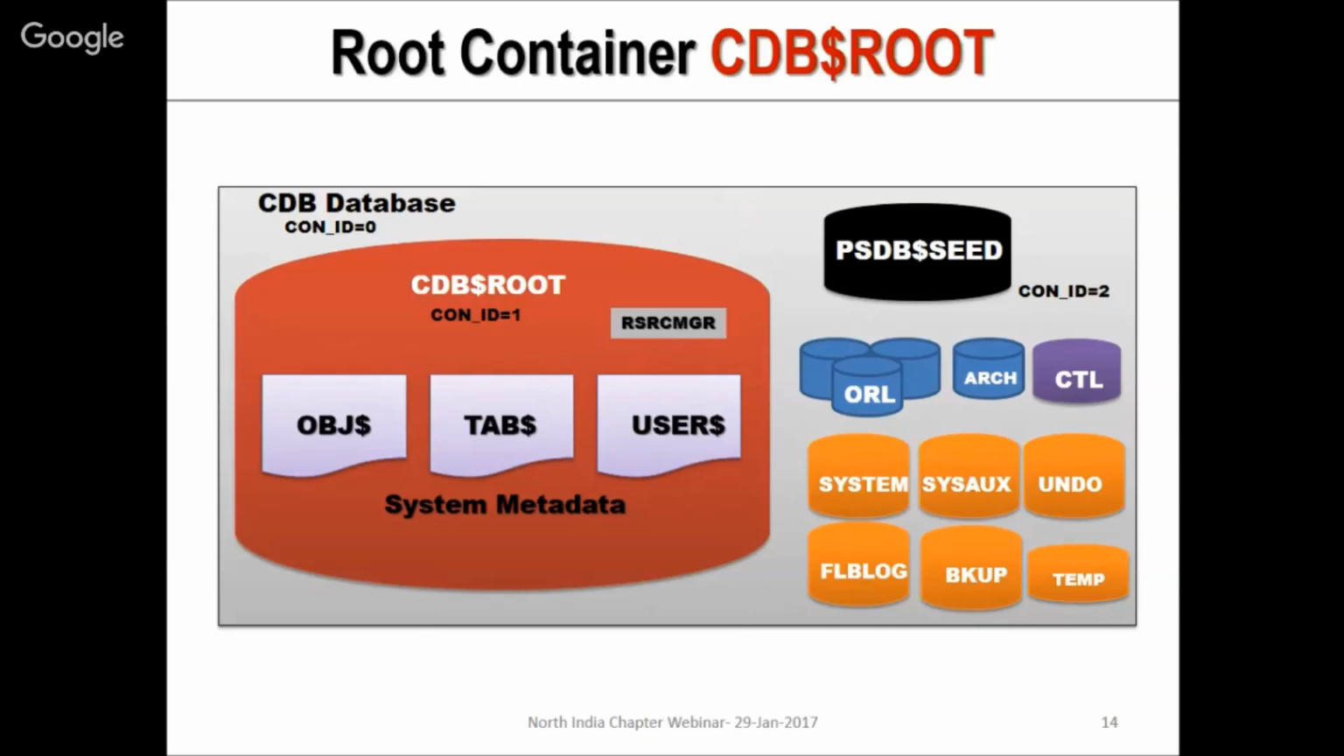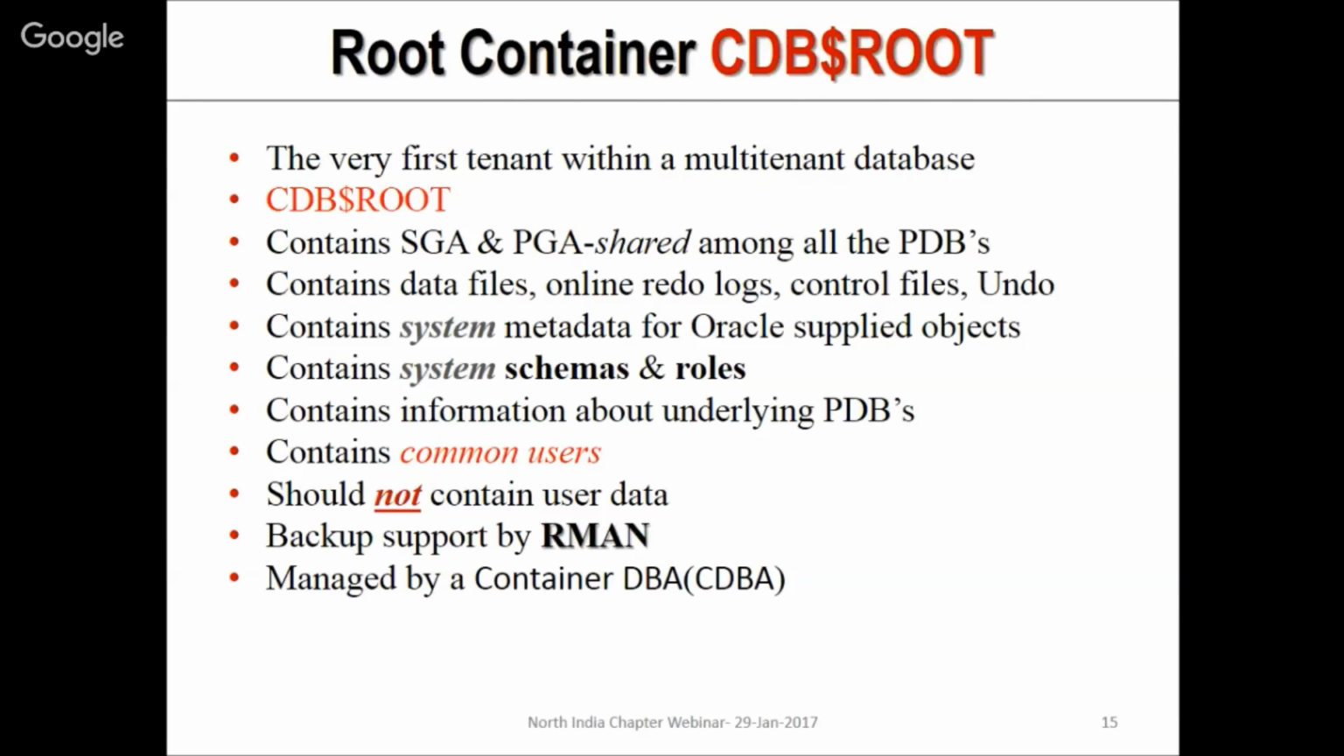Now, this is the illustration of the CDB$ROOT. So it's the first tenant that you're going to have. Of course, it is going to contain the system level information, and it is going to host something called the common users. Now, common users are a new type of users which we are going to have from 12c onwards. The common users are those users which are going to be available to us commonly across all the containers. Now, what does it mean actually?